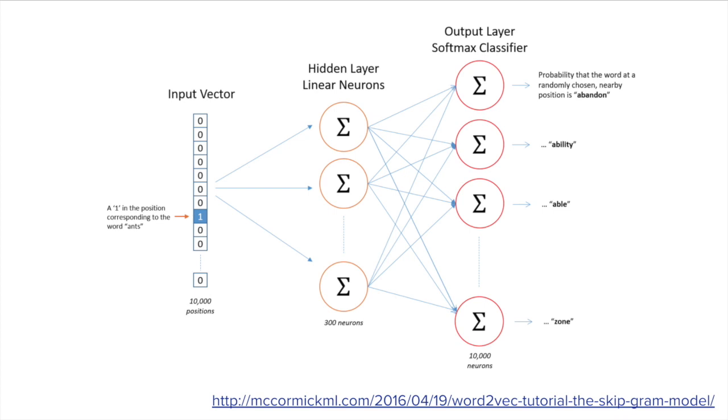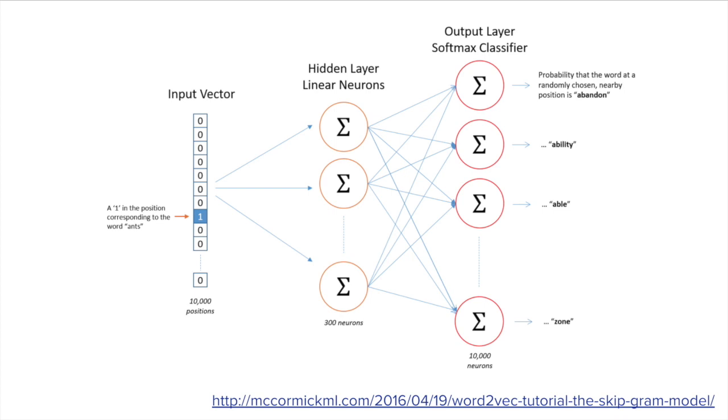Basically, we first build a vocabulary of words from our training documents. So let's say we have a vocabulary of 10,000 unique words here. We're going to represent an input word, like the word ants used here, as a one-hot vector. This vector will have 10,000 components, one for every word in our vocabulary, and we'll place a 1 in the position corresponding to the word ants, and a 0 in all of the other positions.